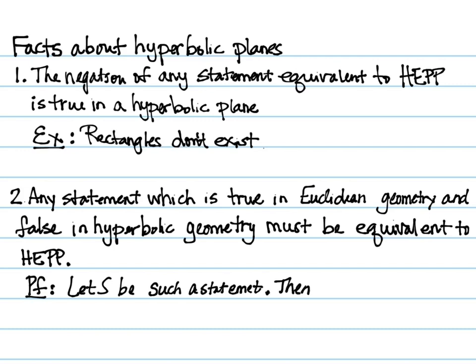Then what we're saying is that the Hilbert Euclidean parallel postulate, having that statement true, implies that we have statement S. That's what it takes, right? I've got to be inside of Euclidean geometry. I've got the parallel postulate for Euclidean geometry.